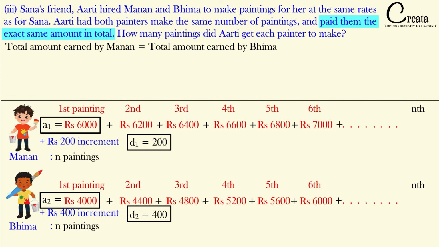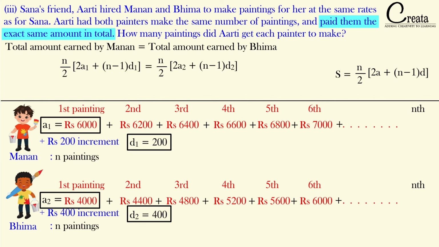It means if we add all the amounts of money that they get for each painting, the totals will be equal to each other. So what is the formula of the sum of an arithmetic progression series? This is the formula. And the addition of both the series will be equal to each other. For the Manan case, let's give the first term as A1. For Bhima, it is A2. The difference in the case of Manan is D1. The difference in the case of Bhima is D2. And we have to find the Nth term.